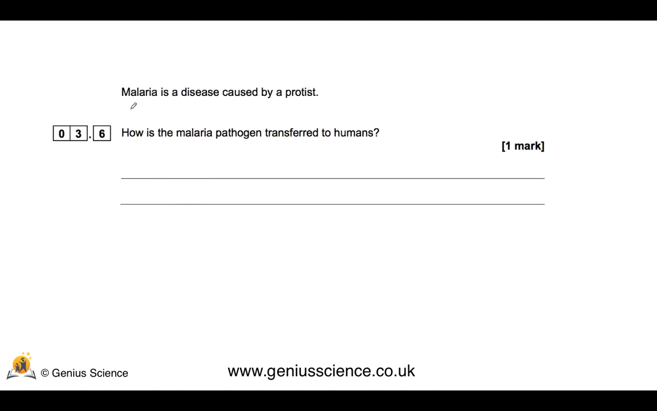3.6. Now on to malaria, which is a disease caused by a protist. And the question's asking us, how is the malaria pathogen transferred to humans? Well, very simply, it is via mosquitoes, or you can say mosquito bites. So I'm going to say mosquito bites.